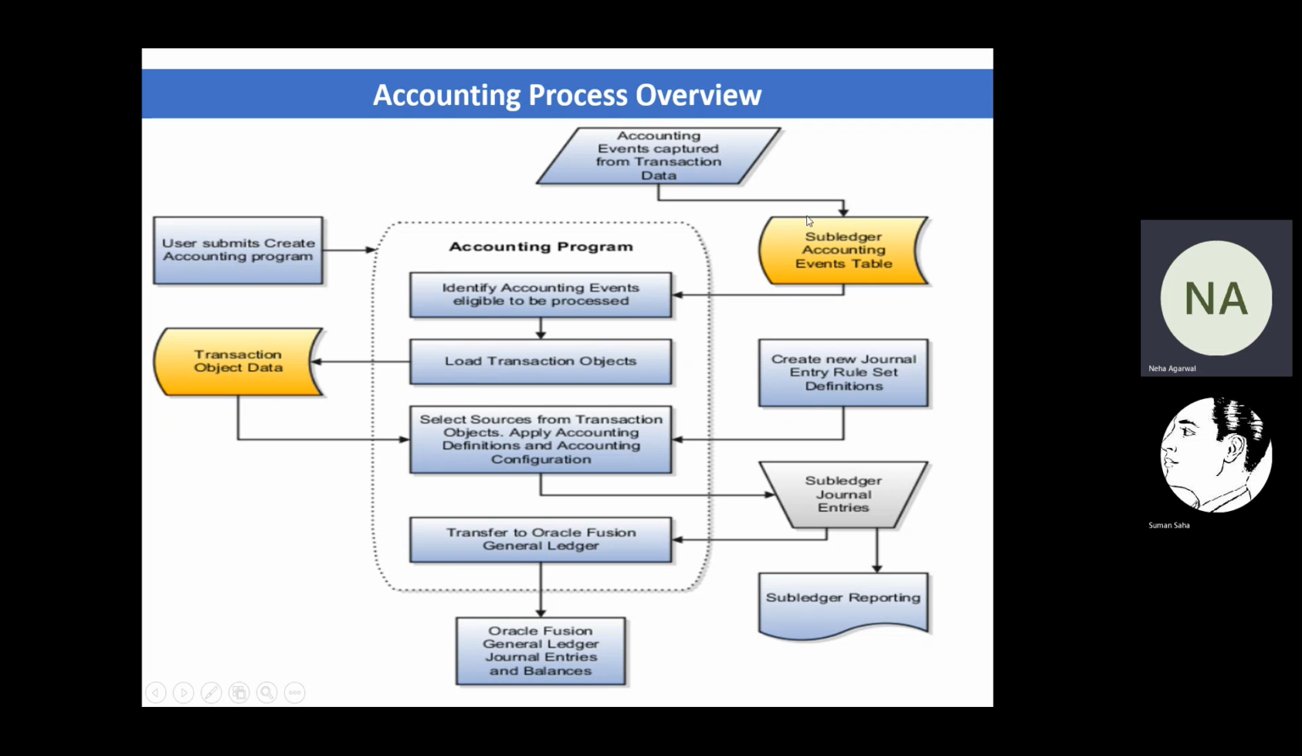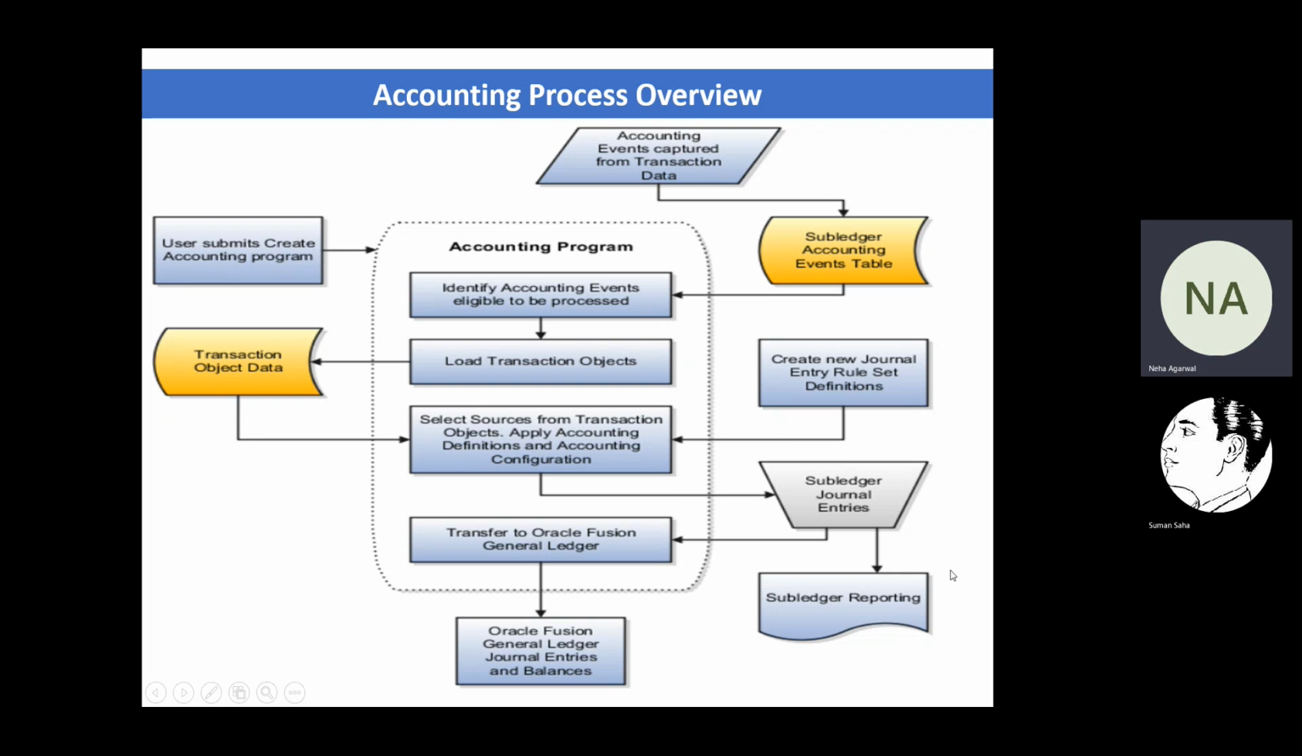So this has come from here, and then loaded transaction objects, the transaction object data, select sources from transaction objects, apply accounting definitions, accounting configuration, and here the general entry rule set definitions also work. And then the subledger general entries are created. Then they are transferred to Oracle Fusion GL. And then you can view these general entries and the balances, and the reporting part can be taken care of.